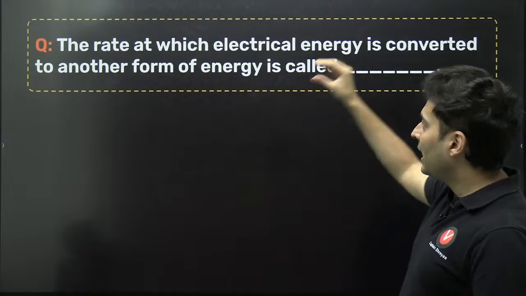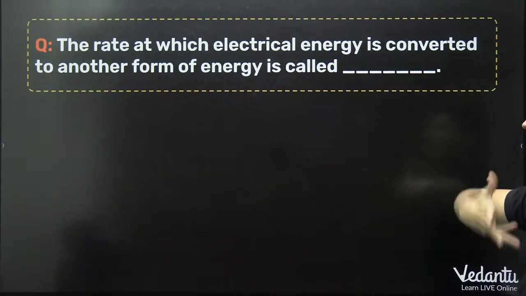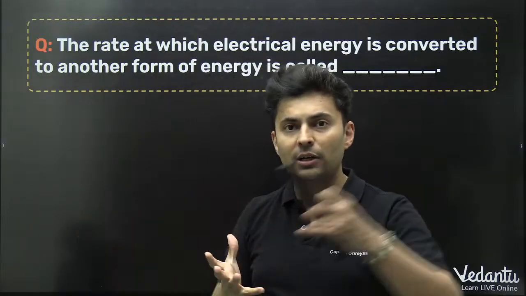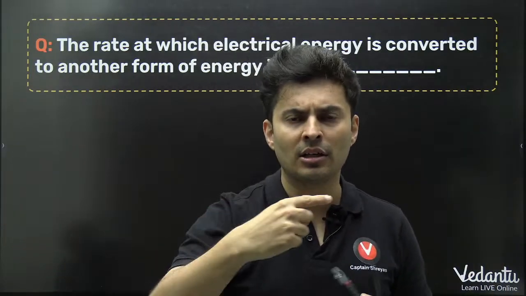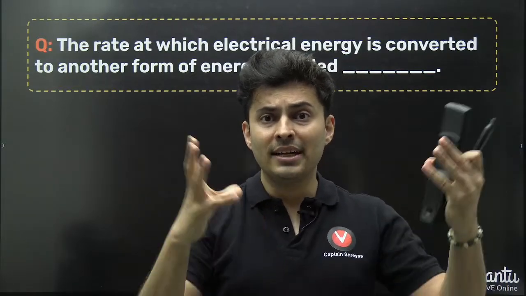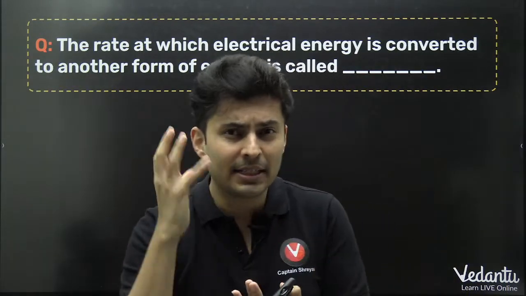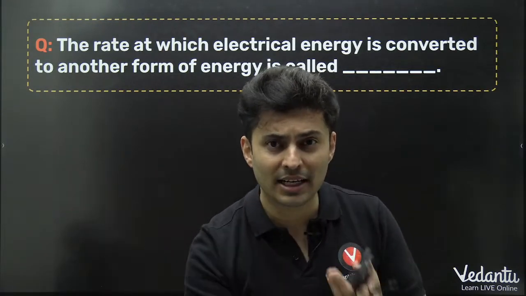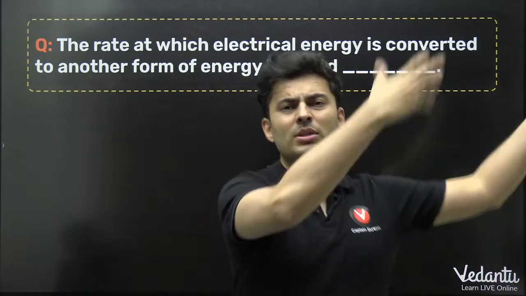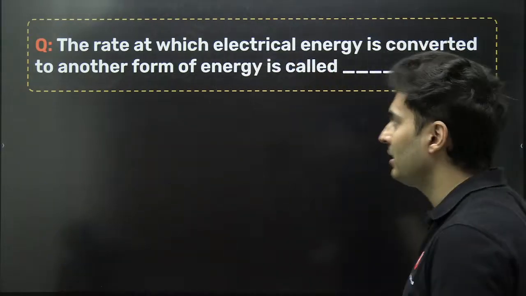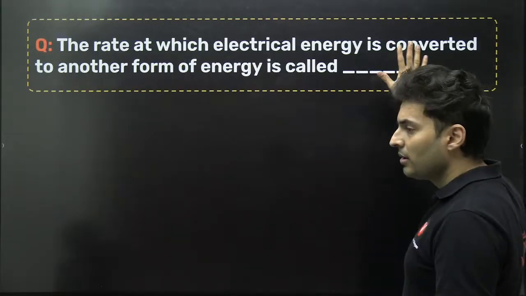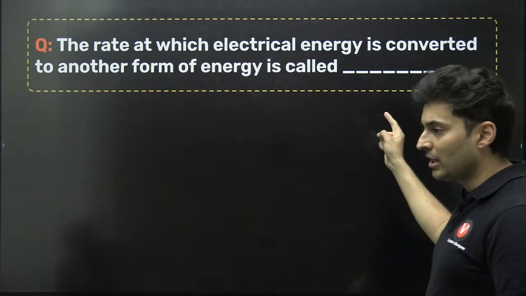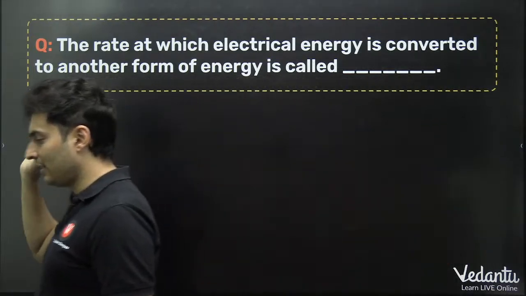Next, the rate at which electrical energy is converted to another form of energy. When current goes through a resistor, that resistor gets hot, so heat is developed per unit time. Heat per unit time is joules per second, which is watts. So the rate at which energy is getting converted into some other form is the electrical power. The answer is electrical power. Not charge. No, no, no. It is power, electrical power.